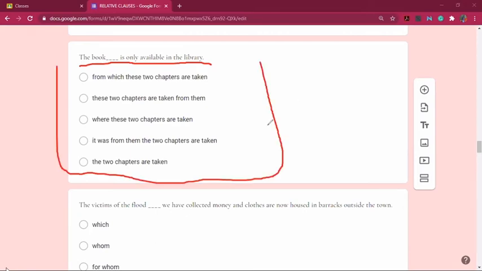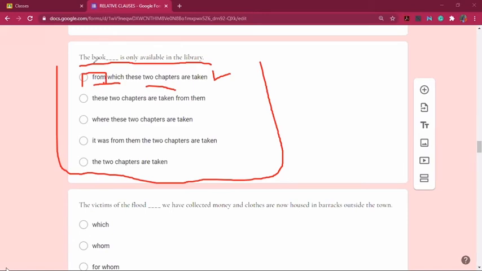I think maybe A. Yes, correct. From which. Why do we have to use from, Miss Neng? Because the two chapters are taken from the book. So the statement would be like these two chapters are taken from the book. So which refers to the book, right? Okay. Yes, miss. Let's continue.